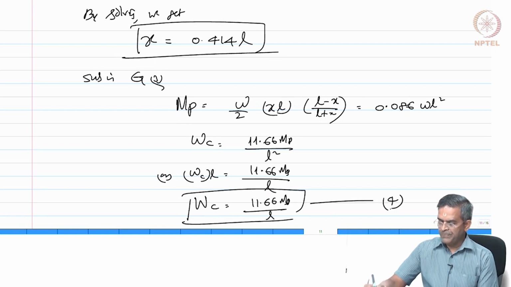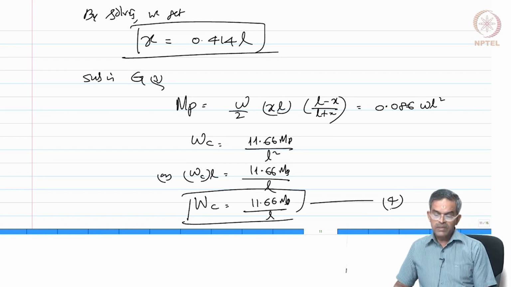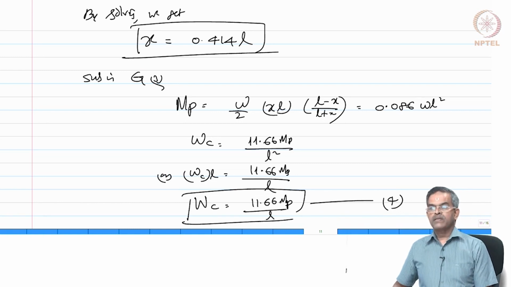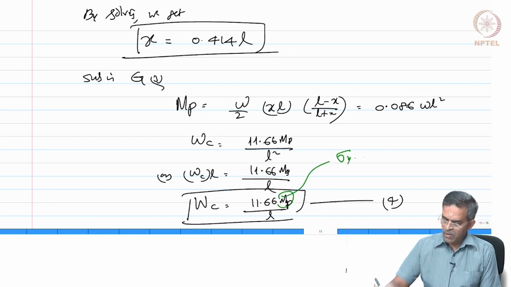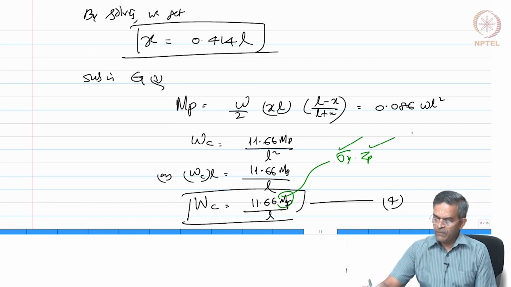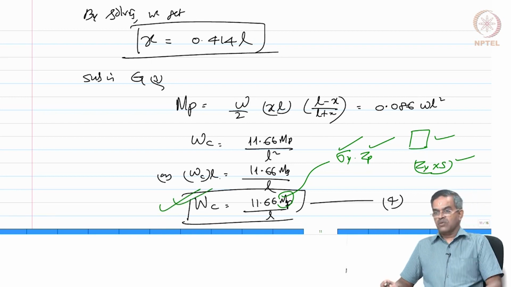So, friends, you can see the procedure of finding out collapse load. If the system is complicated and you cannot draw the statically admissible bending moment directly to locate the plastic hinges, then the solution is tricky. So, in this case WC is given by 11.66 MP by L, and we all know very quickly that MP is sigma y into Zp. Sigma y for the material is known, Zp for a cross section is known, because Zy into shape factor is known. So, the right hand side of the equation is known, therefore, WC can be computed. So, collapse load is estimated.